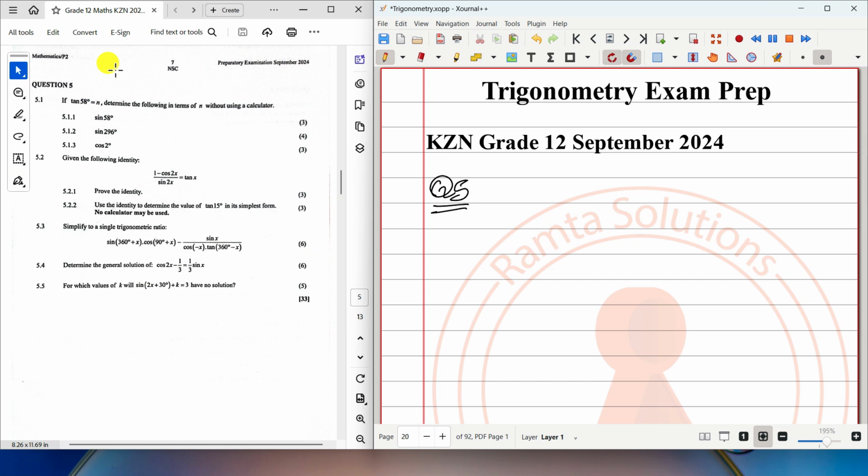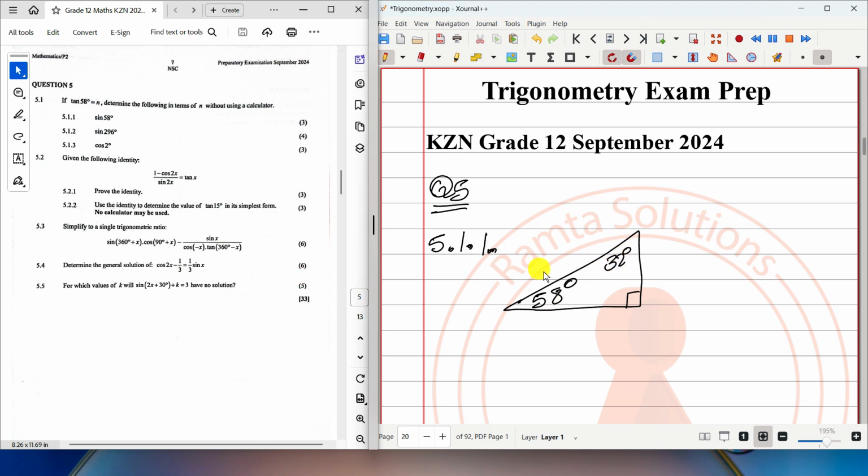5.1, if tan 58 degrees is equal to n, determine the following in terms of n without using a calculator. If you are watching this video on a mobile device, please try to rotate your screen. For 5.1.1, we must determine sine 58 degrees. All right, no worries. So this is 58 degrees. This is 90 degrees. These two angles are complementary. So it must be 32 degrees.